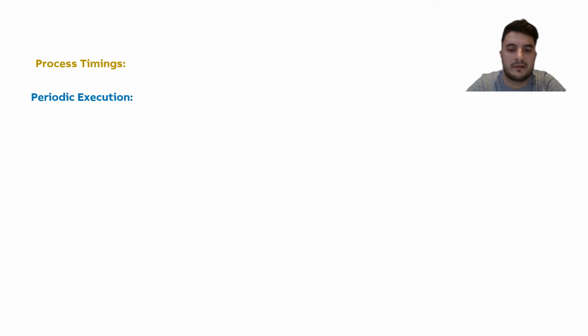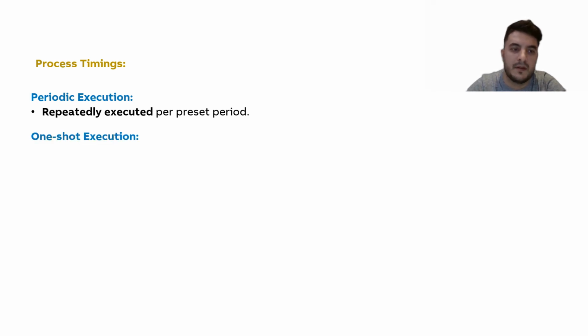So there is another topic like process timings. There are 4 types of process timing. First one is periodic execution. So this is repeatedly executed per preset period.